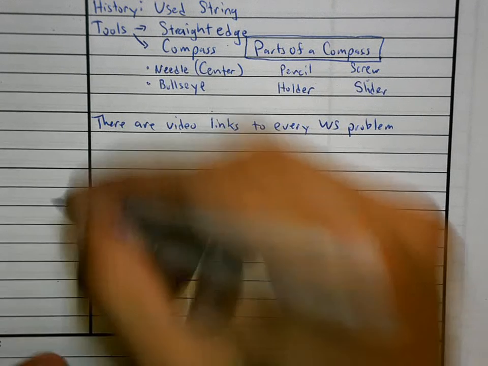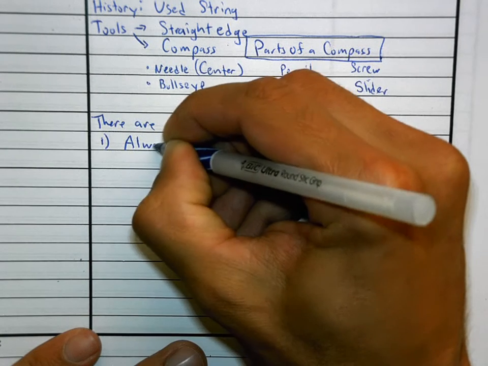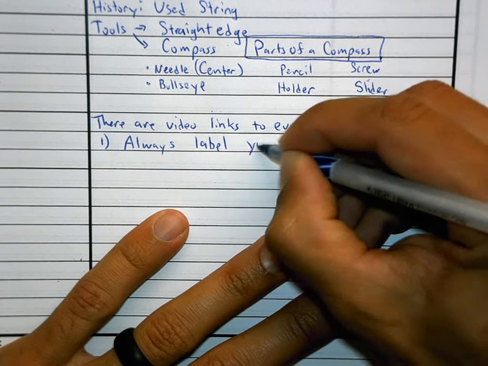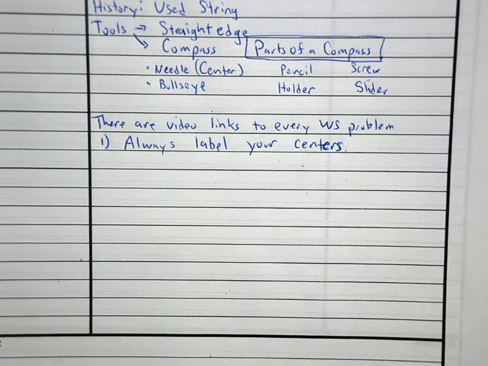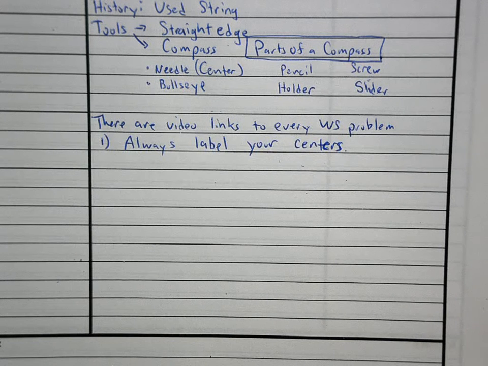A few other things. Number 1: Always label your centers. What that means is when you are making the center of a circle, you need to have it labeled. I need to know what point it is. Is it A? Is it B? Is it C? You guys get to choose a lot of the letters that you're going to label it as.